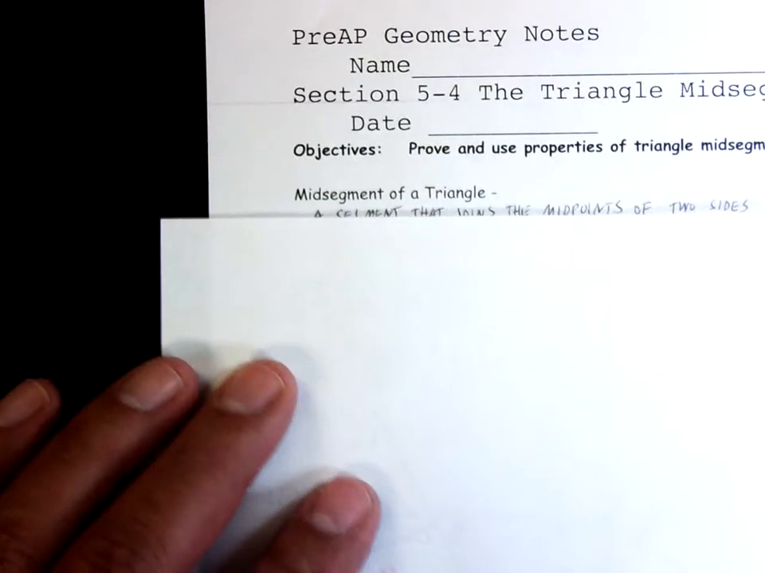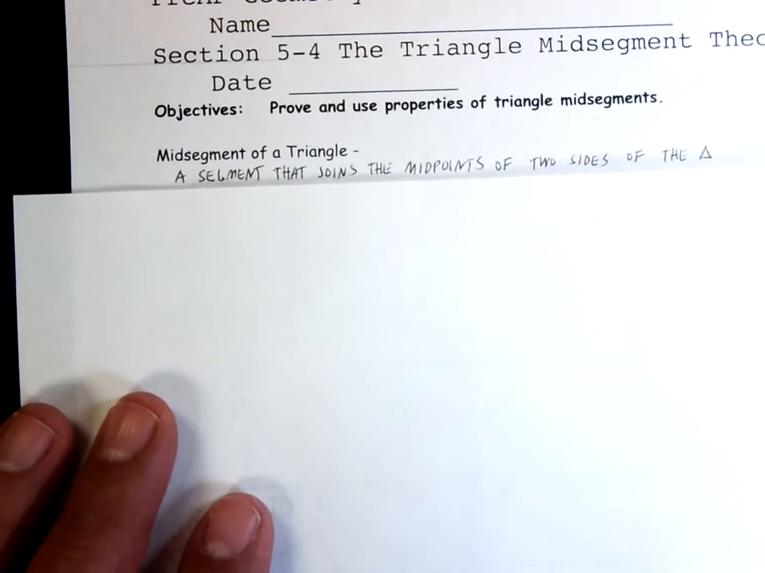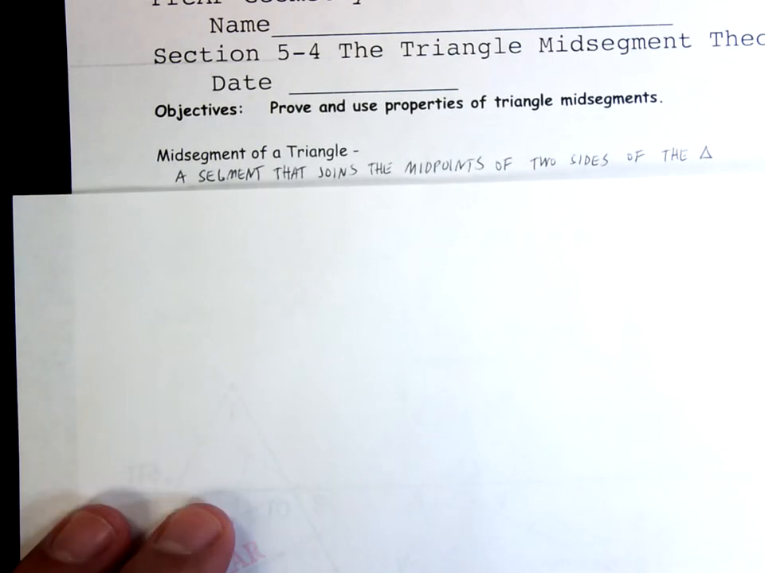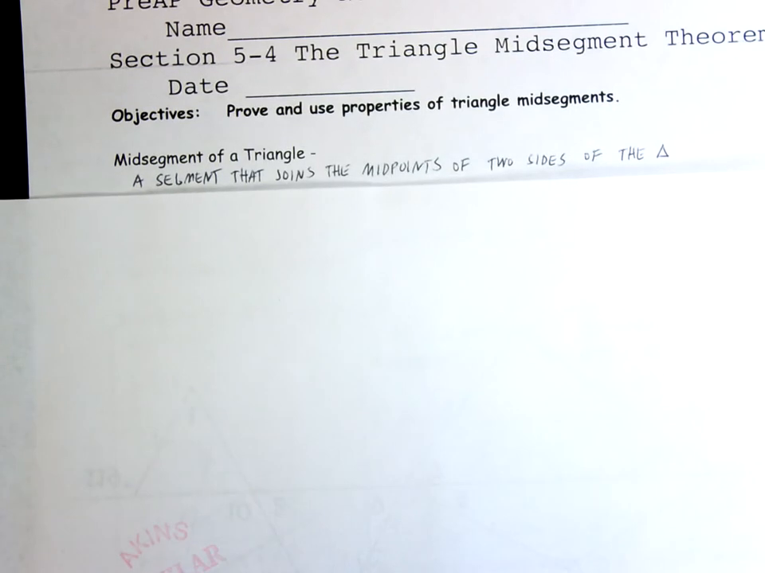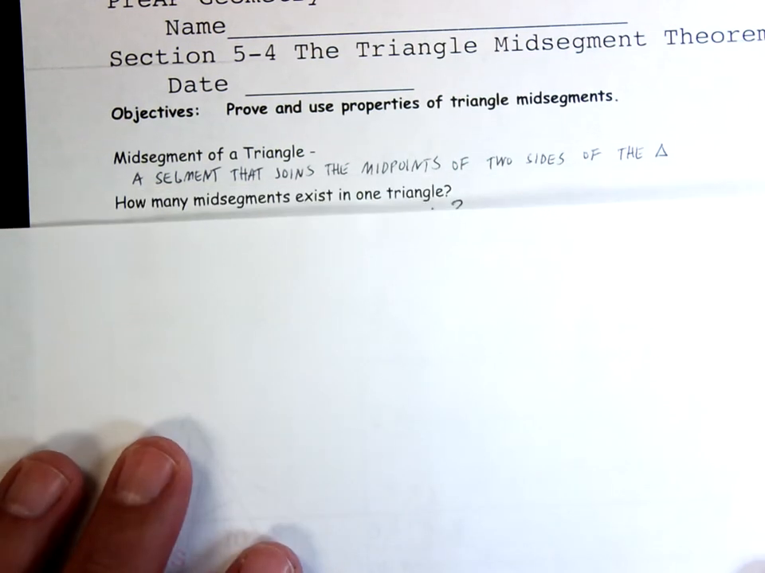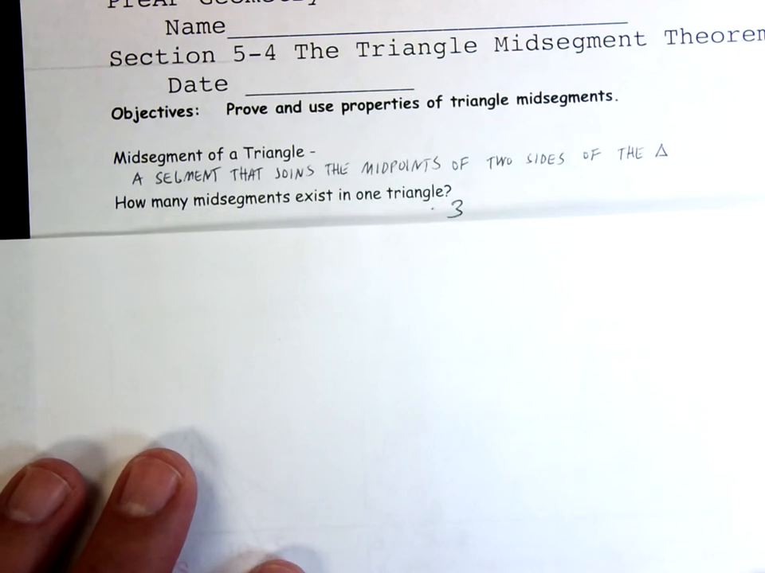One more thing we've got to hit, and it's called midsegments. The midsegment of a triangle is a segment that joins the midpoints of two sides of the triangle. So imagine I have a triangle. I mark the midpoints of two sides of the triangle, and then I connect them with a segment. That's called a midsegment. How many can I have in one triangle? It's 3.